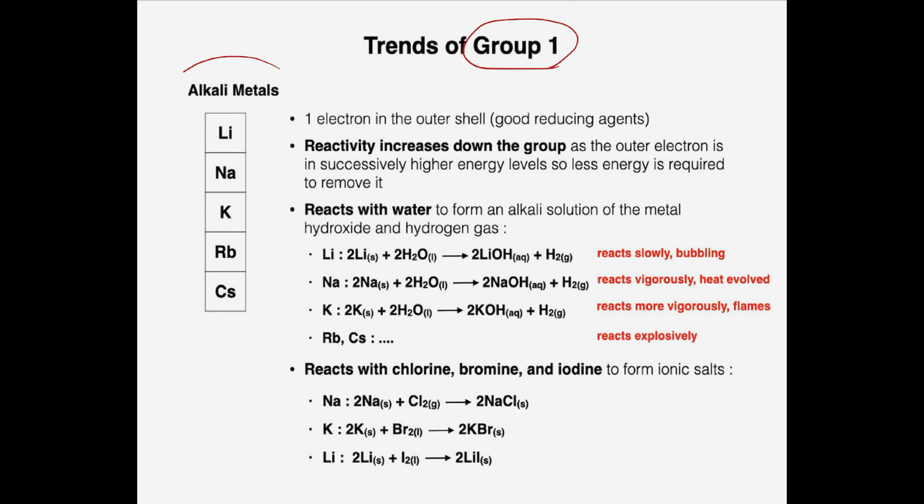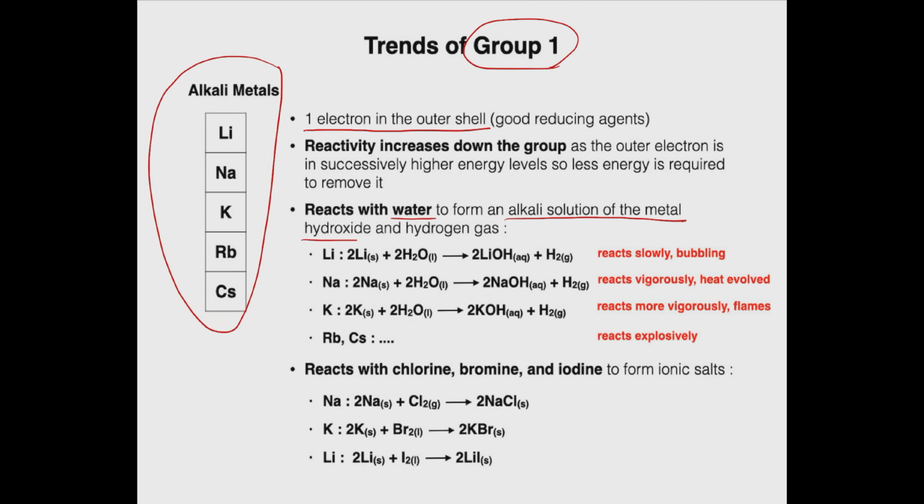Group 1 is known as the alkali metals, and the elements all have one electron in their outer shell. They are good reducing agents, meaning that they readily react by losing their outer electron to form metal ions. The reactivity increases down the group, as the outer electron is in successively higher energy levels, so less energy is required to remove it. They also react with water to form an alkaline solution of the metal hydroxide and hydrogen gas.